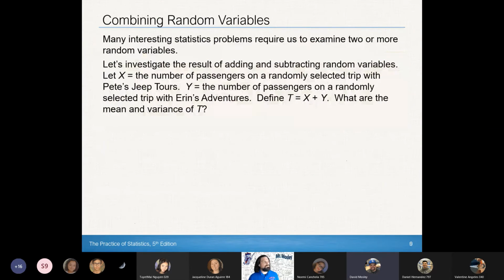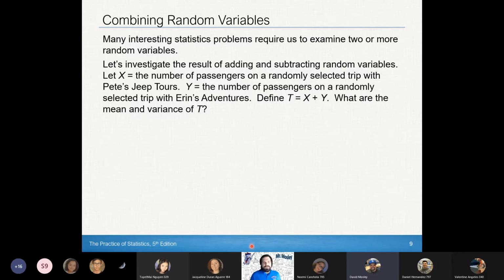So we've done transformations, now we're going to go to combining random variables. There are many interesting statistics problems that require us to examine two or more random variables. So we're going to investigate the result of adding and subtracting random variables.